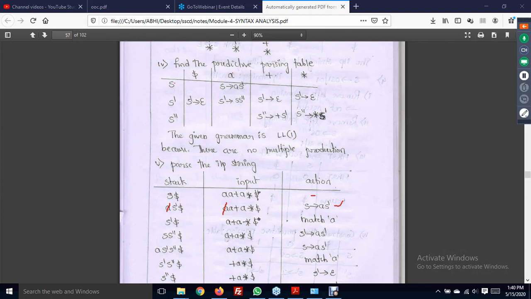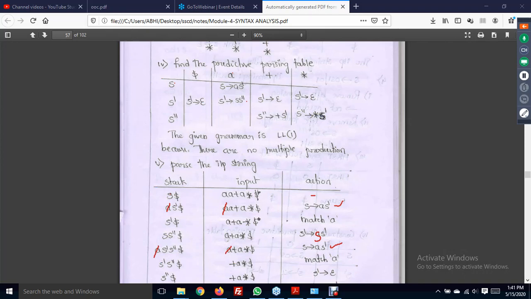So S dash with A, what do I have? S dash tending to S S dash. This is what it has to do. So this S dash is becoming S S dash, and I have A plus A star dollar, right? So S with A, what do I have? S tending to A S dash. So S is giving me A S dash, and A gets matched. So I'm left with S dash, S double dash, dollar, and plus.